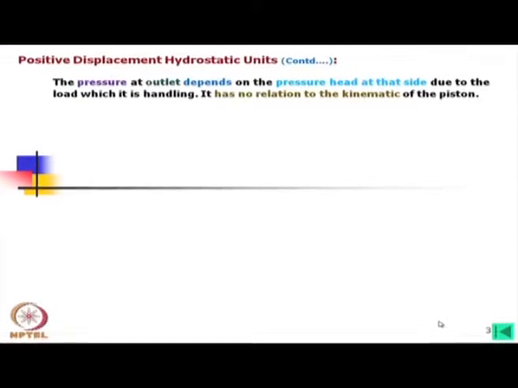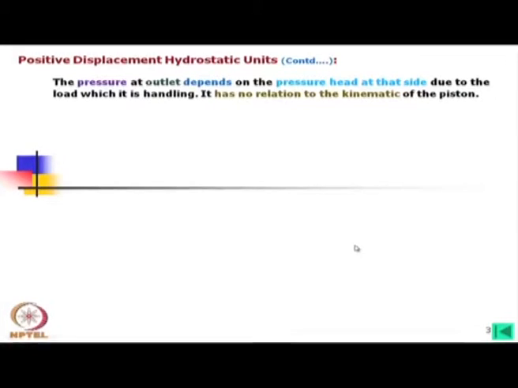The pressure at outlet depends on the pressure head at that side due to the load which it is handling. It has no relation to the kinematics of the pistons. This means that if there is no pressure or it is not transmitting any load, only pumping the volume, you may find there is no pressure on the oil, except it has to overcome some resistance. So, there will be some pressure. If I consider a pump, it is not pumping the pressure, it is pumping the fluid and pressure is being experienced.